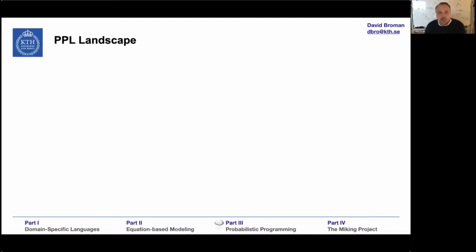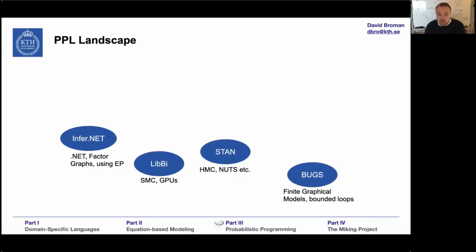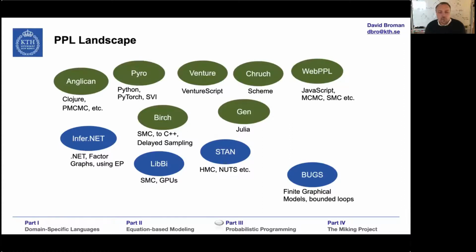The second international conference on probabilistic programming is at MIT in a couple of weeks. There have been a lot of languages, like BUGS, which was developed many years ago. Stan is popular in statistical communities and so forth. These, the blue ones, are more of the classic Bayesian network style, whereas the top ones here are what is sometimes called universal, in the sense that they can express more expressive models, but it also gets harder to make them really efficient.